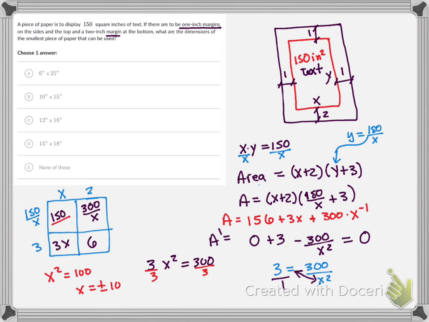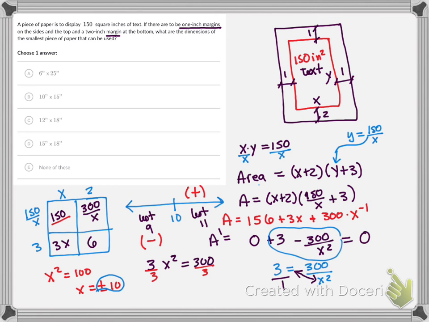I bet that the positive 10 will be the minimum, and the negative 10, which makes no sense, might be the maximum. Let's just take a look at our derivative. We'll probably have to do a sign test here, because I'm not sure what this looks like. Sure enough, when I try the 9, I get a negative. When I try the 11, I get a positive. My derivative is coming up through from negative to positive, making this a min, and we wanted the smallest piece of paper.